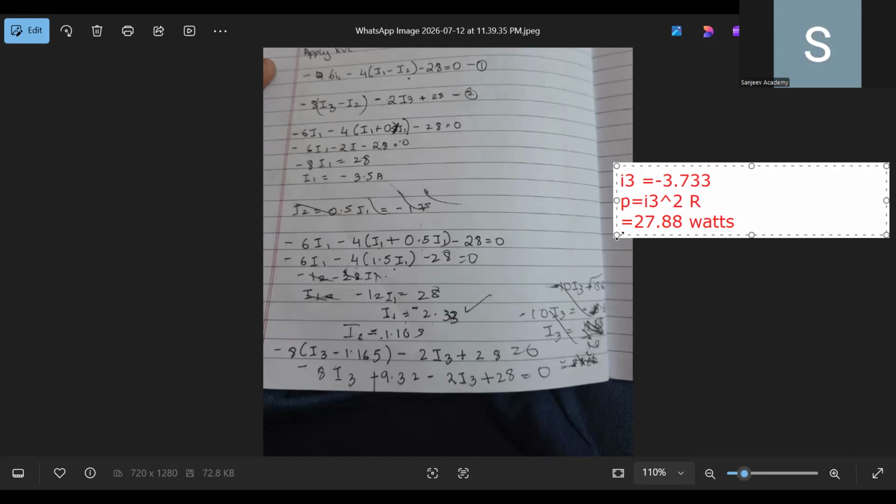And once you get I3, the power through the 2 ohm resistor is I3 square R. R is nothing but 2 ohm. So 3.733 square into 2. You will get around 27.88 watts. So that's it about this particular question.